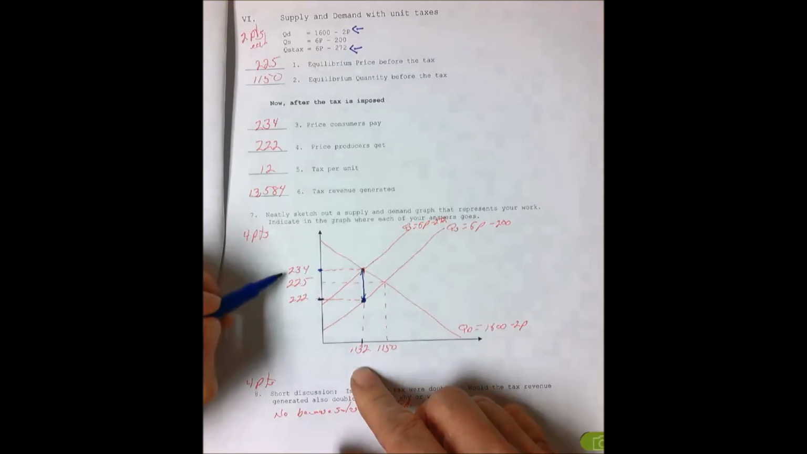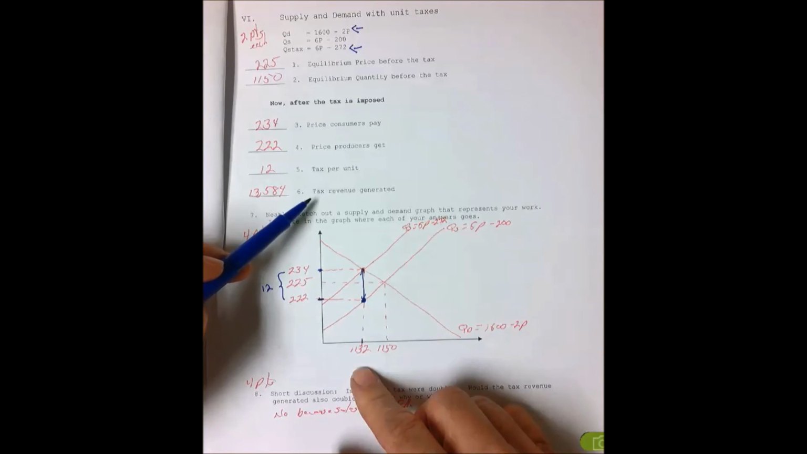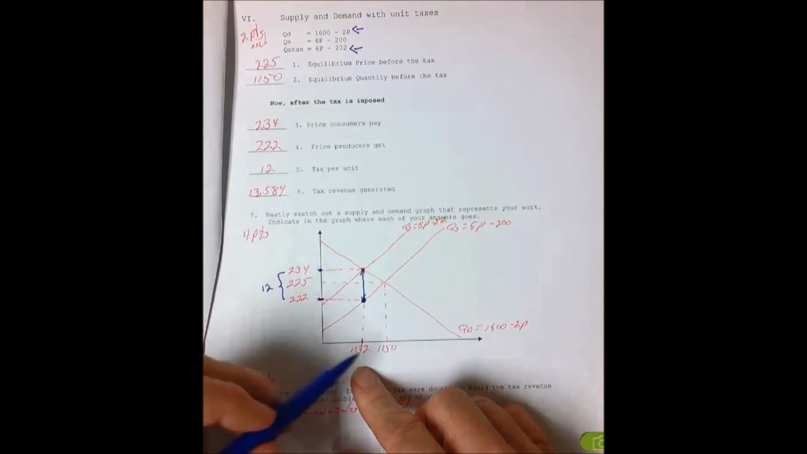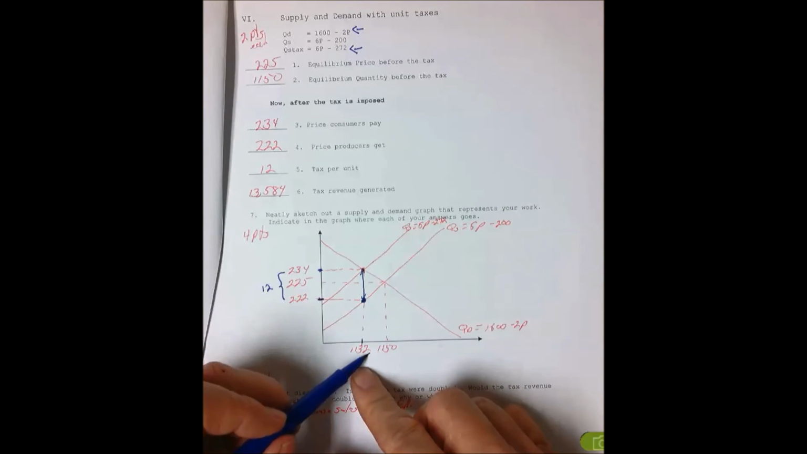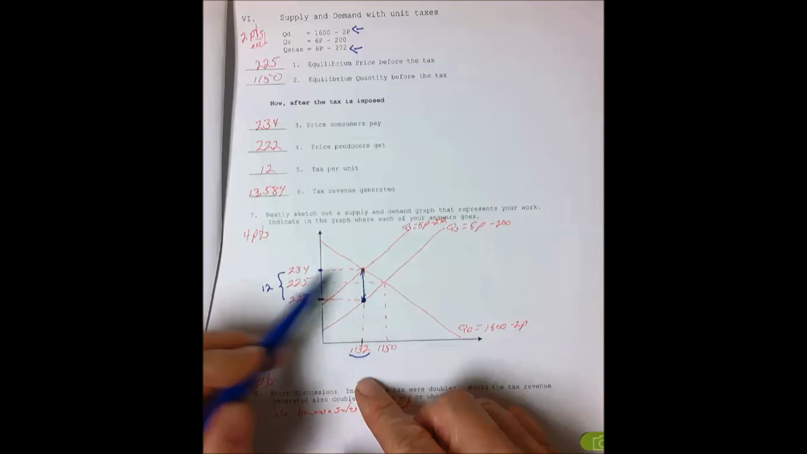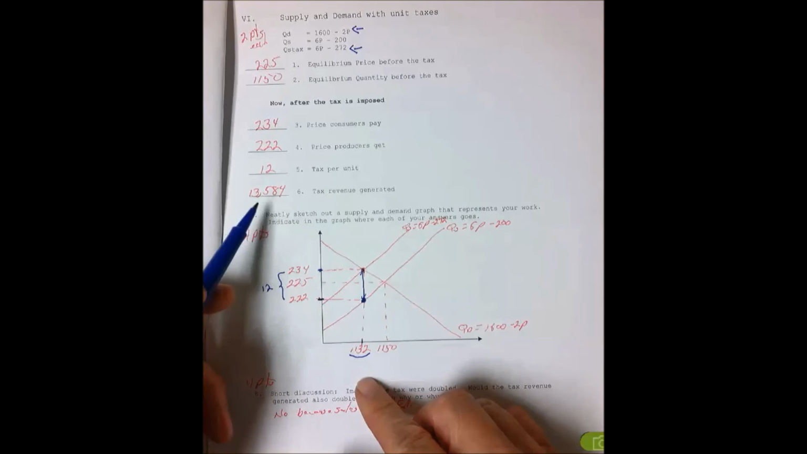Then it's easy to figure out what the unit tax was. It's just the difference in those two numbers, and that difference turns out to be 12. That's this thing right here. The tax per unit turns out to be $12, and the tax revenue generated would then be $12 times the number of units sold. And everyone needs to see that this is the number of units that will be sold, not this. This is the original equilibrium, and after we put the tax on, the price will be higher and people will buy less. So 12 times 1132 should equal 13,584.